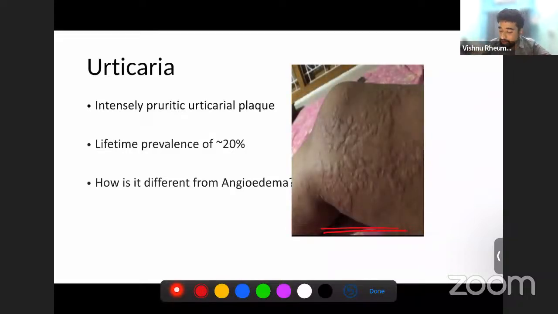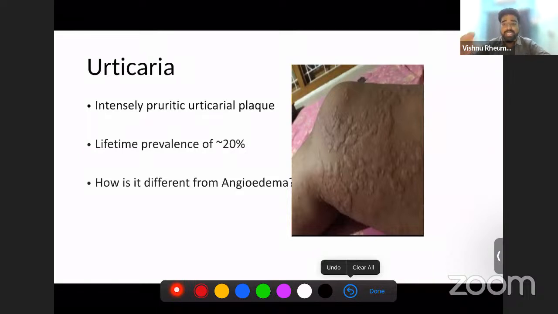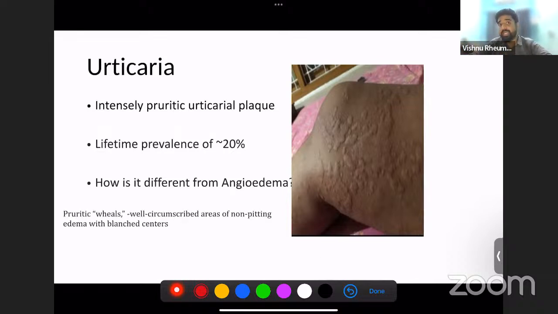So this is how these classic urticarial lesions look like, and these are what are called wheals. These are extremely itchy, pruritic lesions, and these are well circumscribed lesions. In angioedema, it's not as well circumscribed. In your pure urticaria, it is well circumscribed, and also it is non-pitting edema with blanched centers.